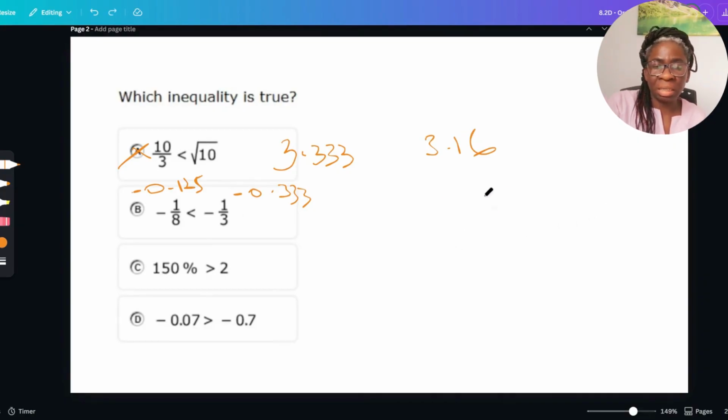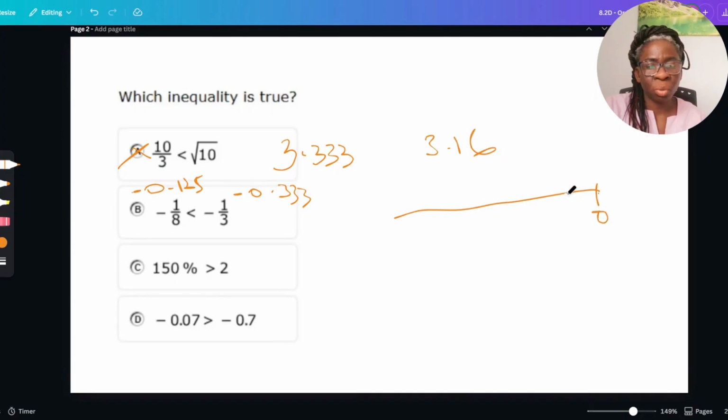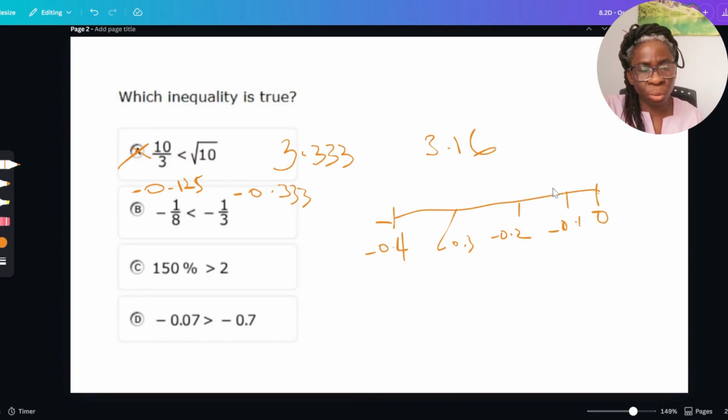Let's try it on a number line. Let's say this is a number line and we have 0 here, we have 0.1 here, we have negative 0.1, negative 0.2, negative 0.3, negative 0.4. So negative 0.12 will be somewhere here. That will be here. And negative 0.333 will be somewhere here.